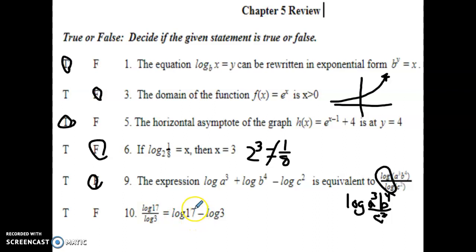But because of that, with the logs being divided, that makes the whole statement false. And the last one is kind of the same thing. Log base 17 divided by log 3. You think, oh yeah, that just divides out that way. But because of the logs being divided there, this makes that statement false.